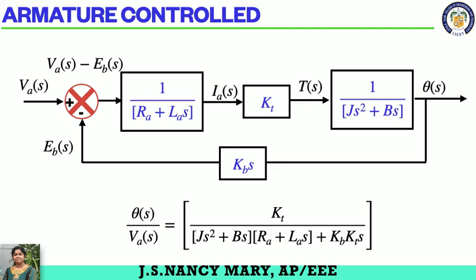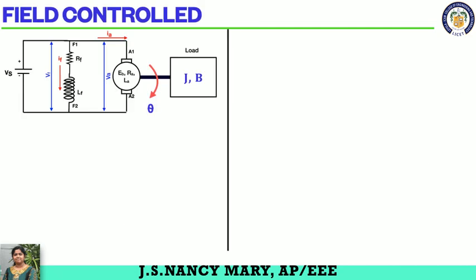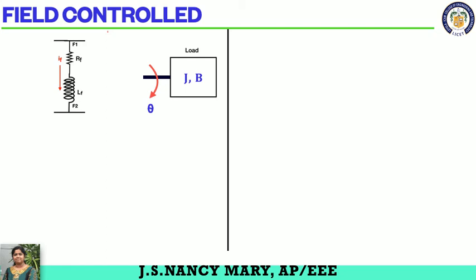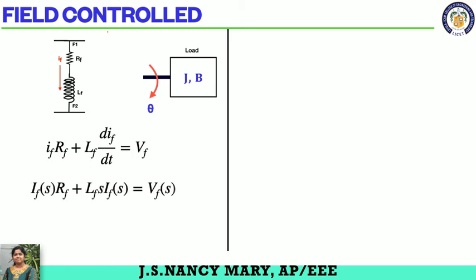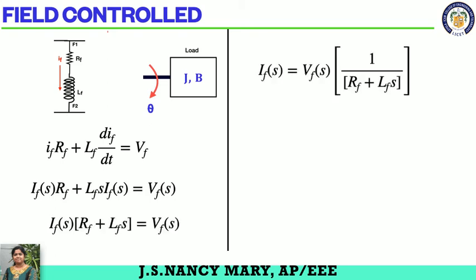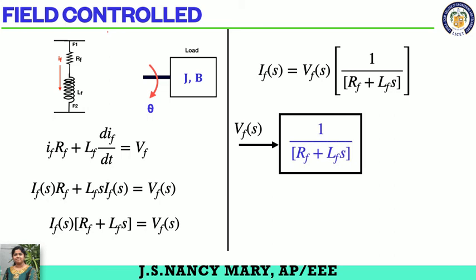Now for the field control DC motor, we are going to see. So for the field control, we are going to analyze only the field parameters. So if you could write the equation for this branch, I could write it as IF into RF plus LF into dIF by dt is equal to VF. There is no back EMF. So taking the Laplace transformation, I'll be getting like this. So I of S is equal to V of S divided by RF plus LF S. So I could write V of S multiplied with this block, I'll be getting I of S.